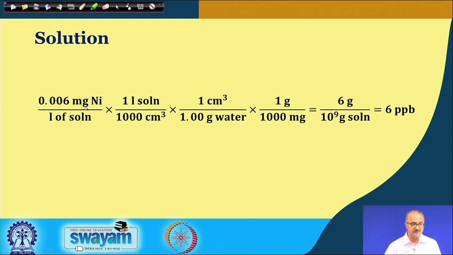So, we simply write this many milligrams per liter of solution, this is liter L. Okay. So, 1 liter solution is 1000 cubic centimeter, and then we have converted into cubic centimeter, and then we are dividing by the density of water to get how much gram it is coming to per gram of water, and then 1 gram is 1000 milligram. So, we find that this 6 gram is coming in 10 to the power 9 gram, that means it is 6 ppb, that means 6 parts per billion. So, that 0.006 milligram per liter of solution is 6 ppb of the nickel in water.